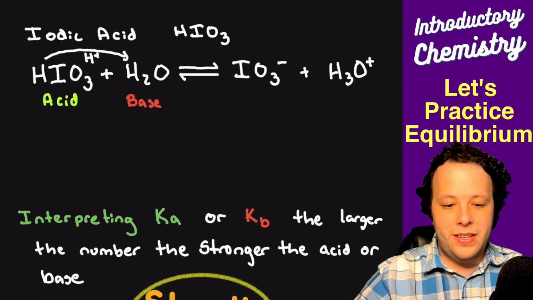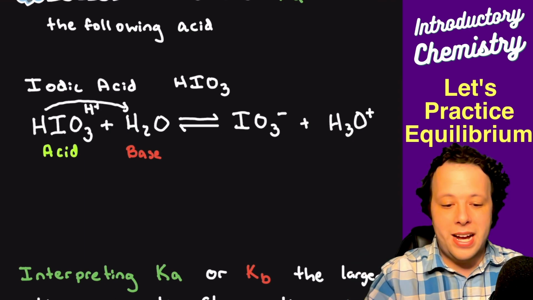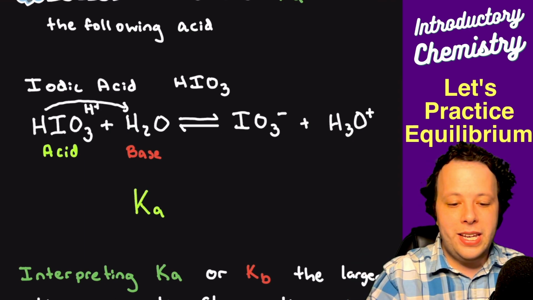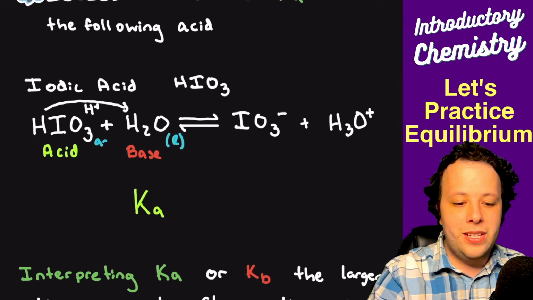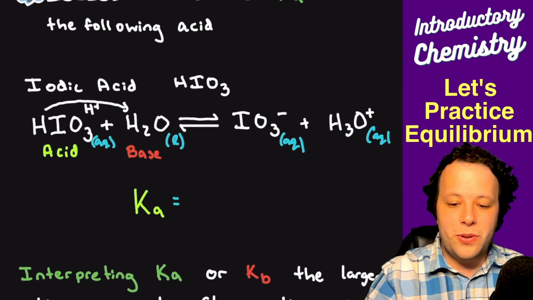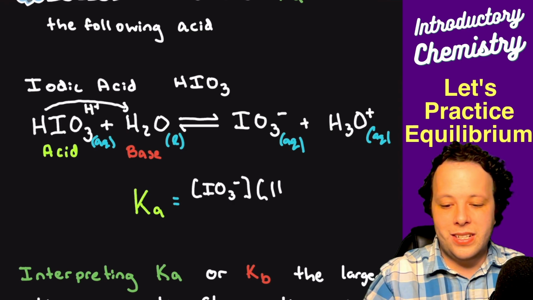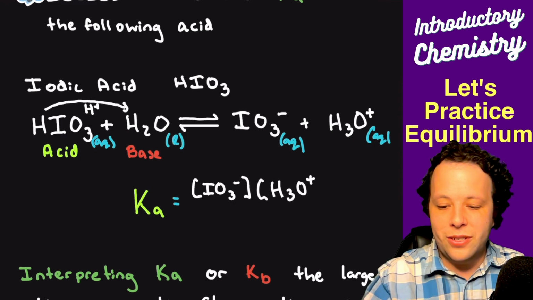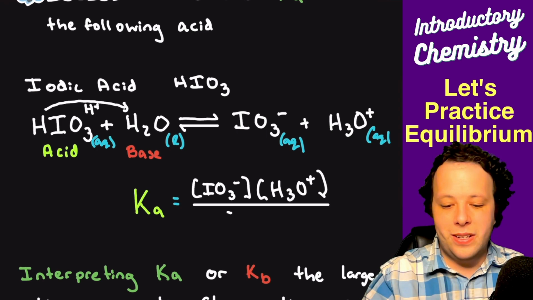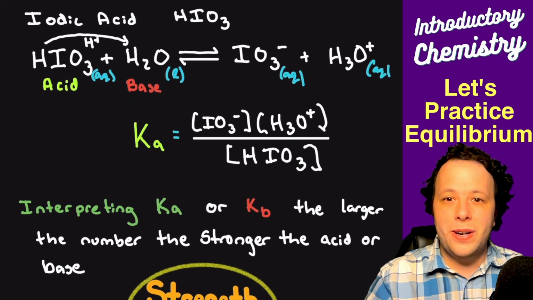So now that we have that, what we are going to now do is write our Ka, which is products over reactants. So the only thing here that we don't include is water, because that is a liquid. The rest of these would all be considered aqueous, being that they're ions and that they're soluble in a mixture. So we would write our products all over our reactants. Okay, so we have IO3 minus, H3O plus, all over HIO3 as our final piece. Okay, and that's how we'd write Ka and Kb.